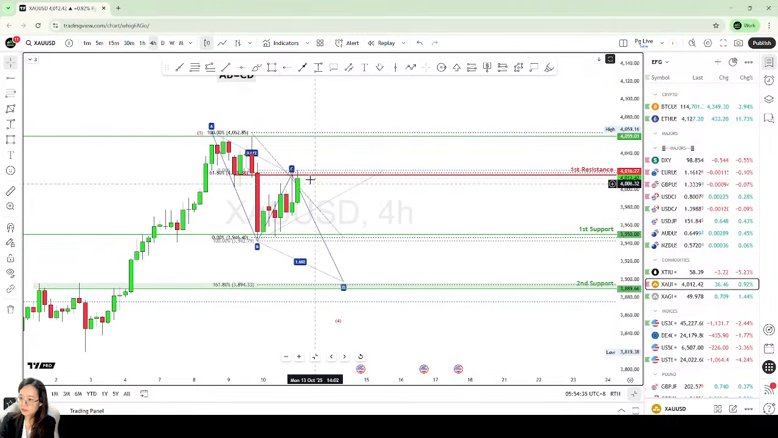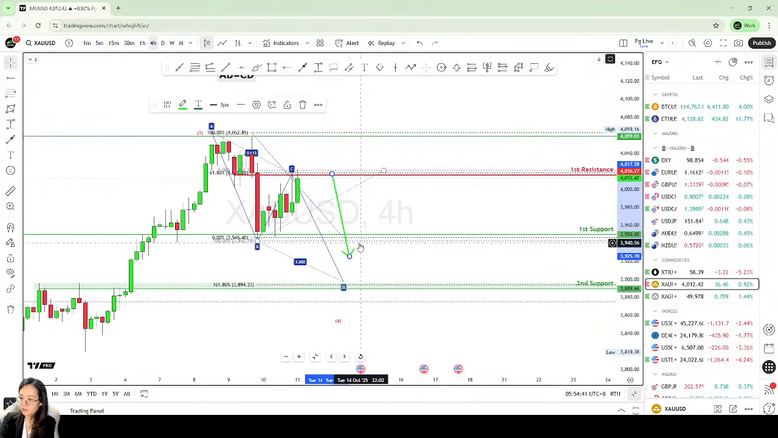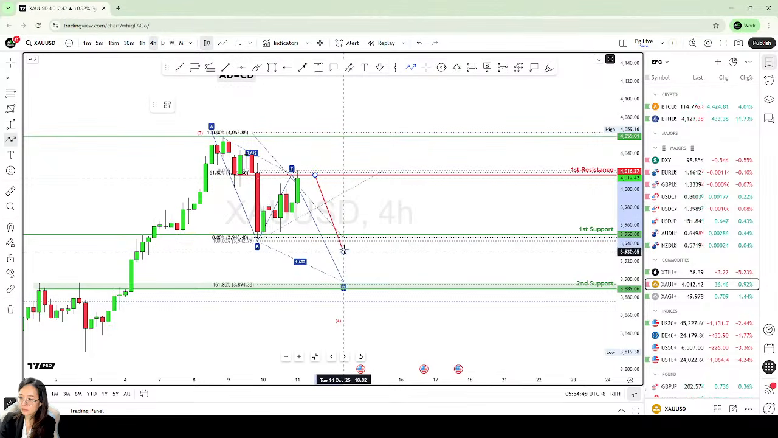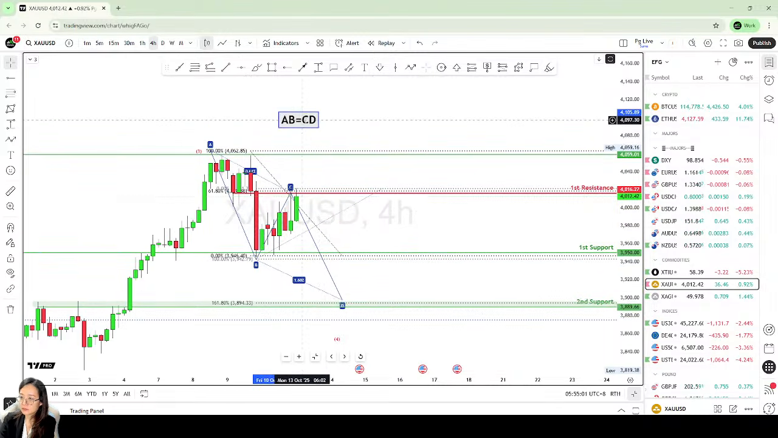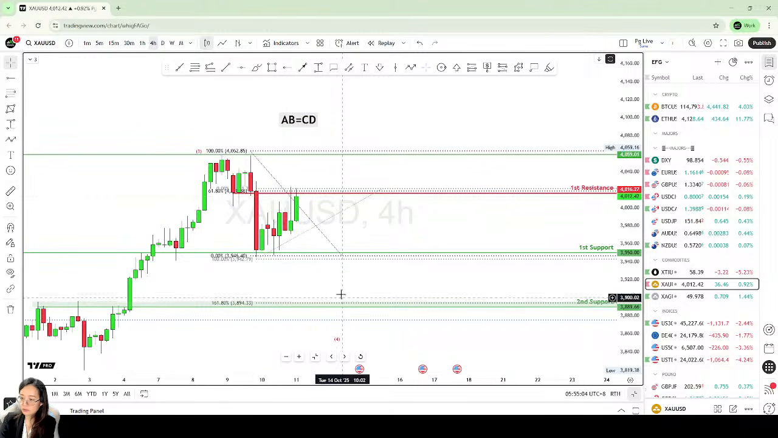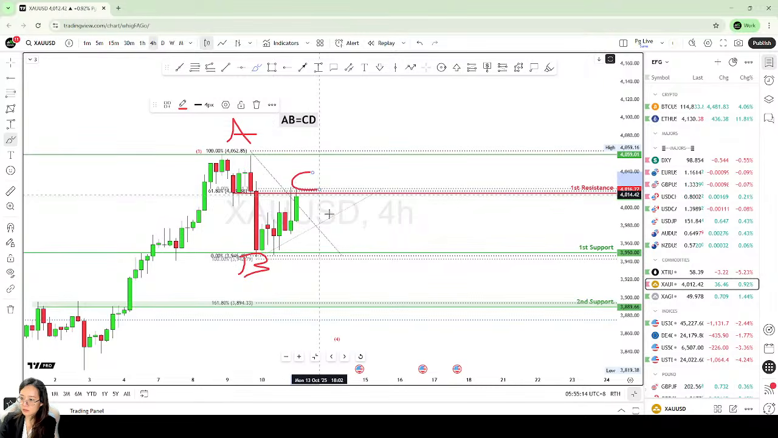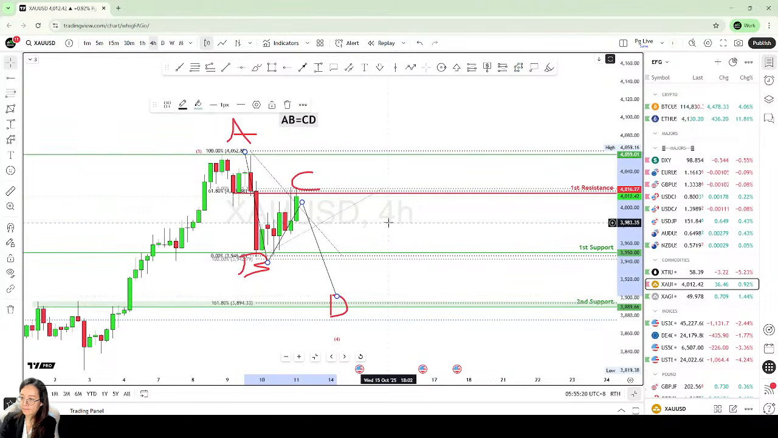Anyone confused? If price goes here, okay, if they break first, they're gonna pull back. They're gonna pull back and continue. From the first support is gonna be your resistance. If we do this AB equals CD pattern, I'm gonna write this as A, B, C, and it's gonna be D. It's gonna look like that.